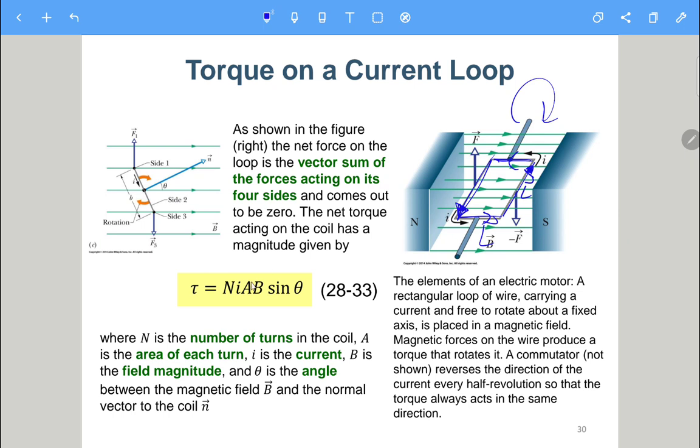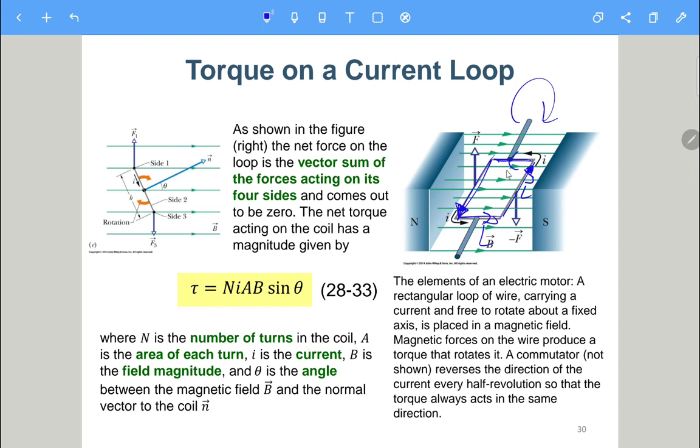Okay, if we need to consider in a mathematical way, so N is the number of turns. You may have multiple turns here to increase the torque. So capital N is the number of turns. In these two or three chapters, we usually use the capital N to stand for the number of turns, and the small n to stand for the number of turns per unit length, which is like the density of the number of turns.